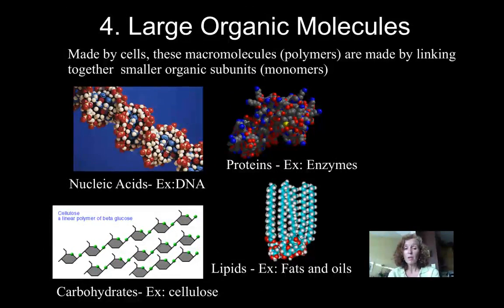Smaller than that, if we were to zoom in on those large molecular assemblies, we'd see that they are made up of large organic molecules, and there are basically 4 classes. We call them macromolecules because they are so large. Most of them are also polymers, meaning they're large molecules that are made up of monomers, or repeating subunits. And so nucleic acids is one category, like DNA, proteins like enzymes, carbohydrates such as cellulose, and lipids such as fats and oils. Those are the 4 main categories of macromolecules.